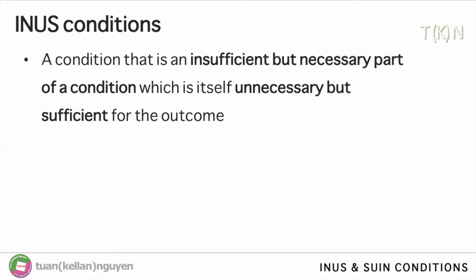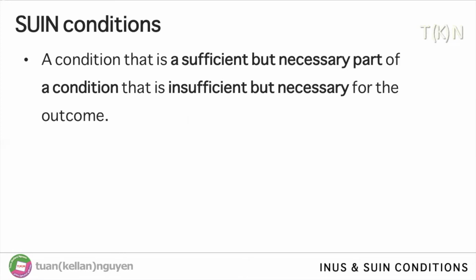Now it's time to dive into INUS and SUIN conditions. INUS stands for a condition that is an insufficient but necessary part of a condition which is itself unnecessary but sufficient for the outcome. Whereas SUIN condition stands for a condition that is a sufficient but unnecessary part of a condition that is insufficient but necessary for the outcome.